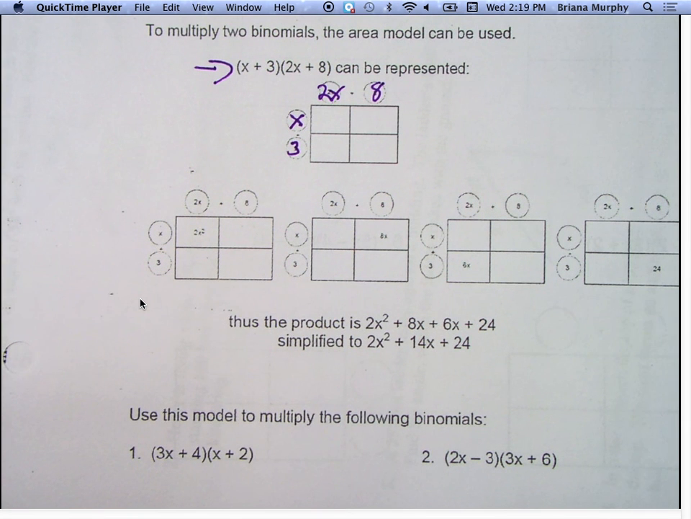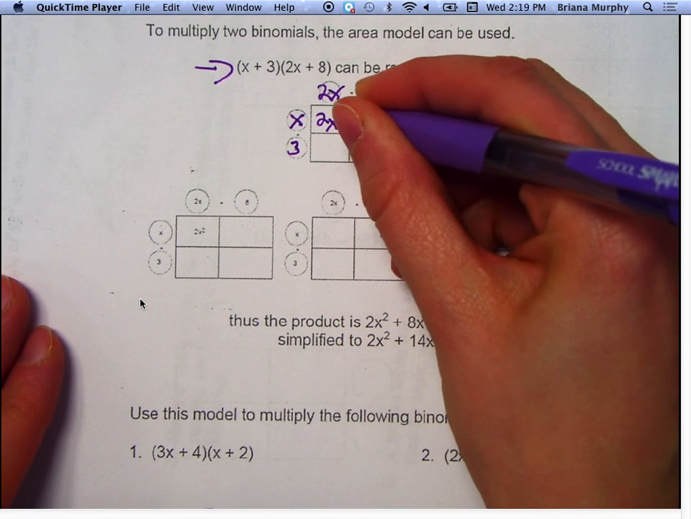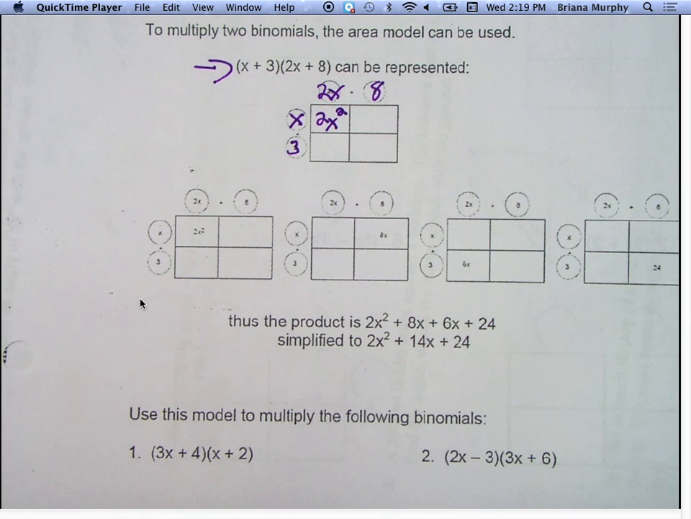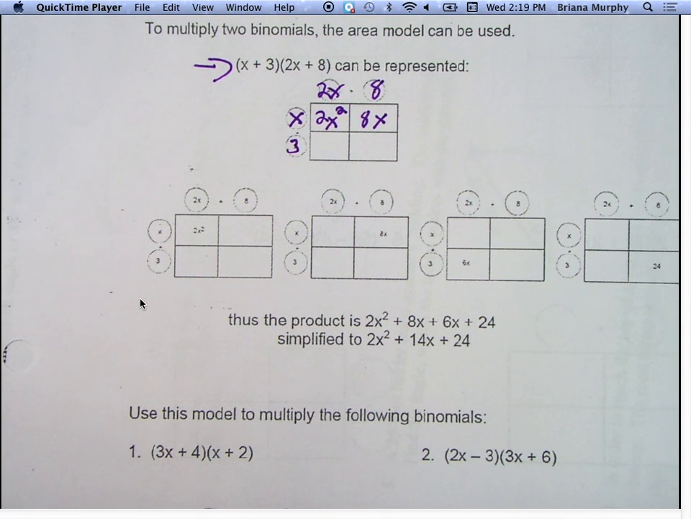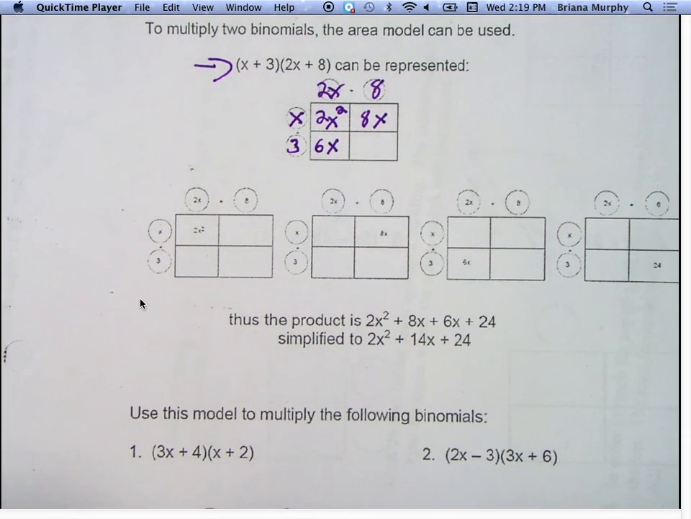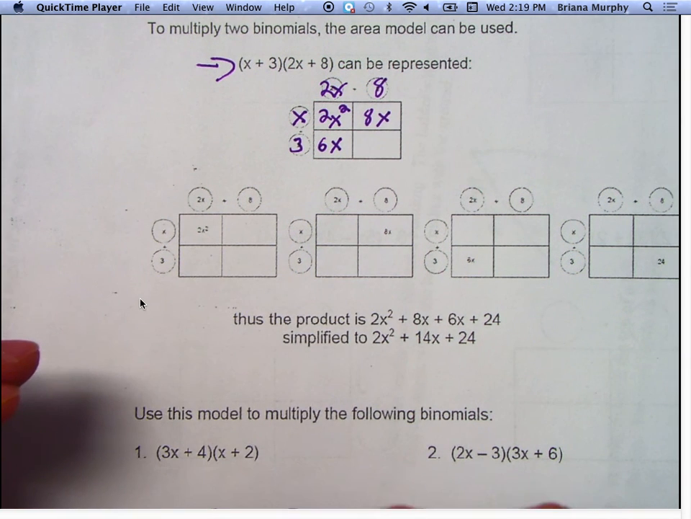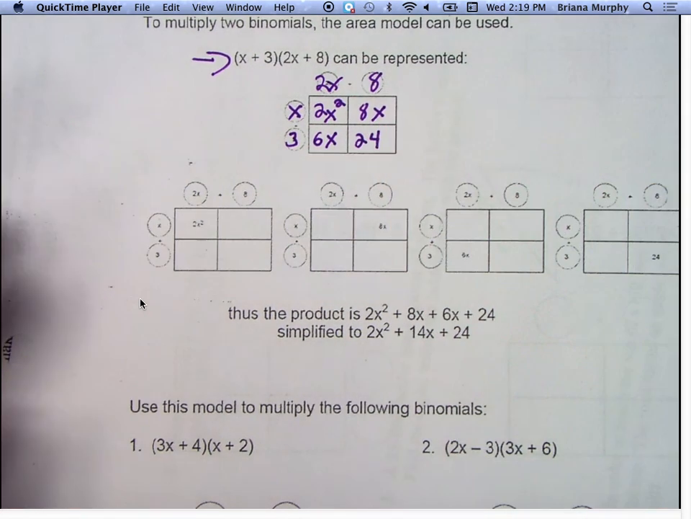Okay. So I'm going to go x times 2x is 2x squared. X times 8 is 8x. 3 times 2x is 6x. 3 times 8? 24. What determines whether or not it's a square? They're all squares. Or a rectangle.